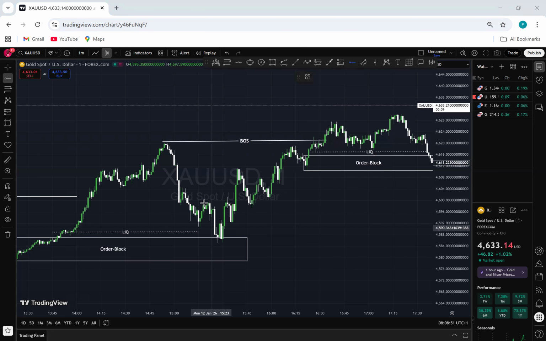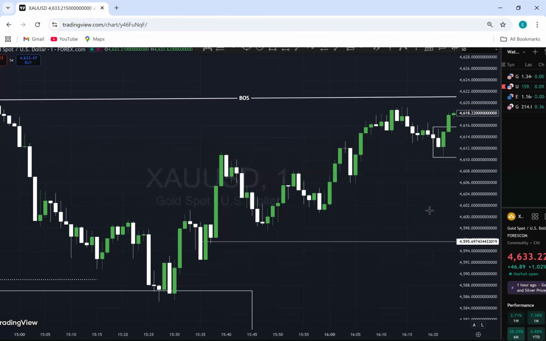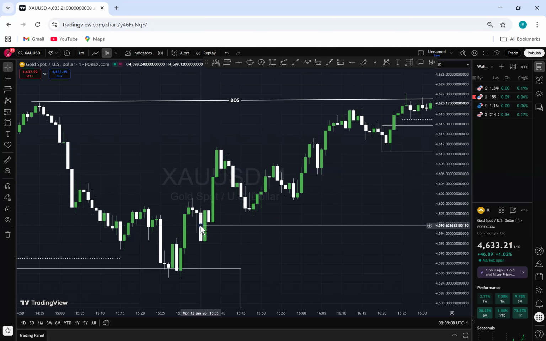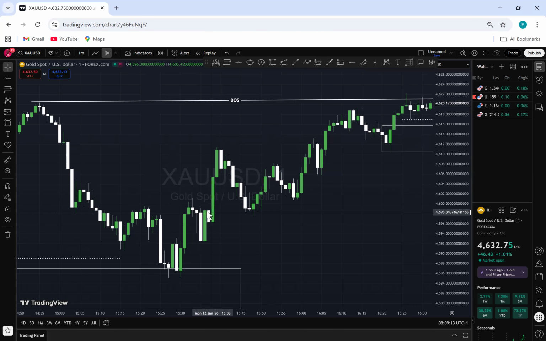So from here now we have a change of character, and then let me zoom. We have this engineered liquidity and then this order block. So we have our order flow or money transfer from this region to this region. Next, we have this as a break of structure, and then we have an order block where price respected. So this wick here can act as an engineered liquidity. Next is this break of structure here.